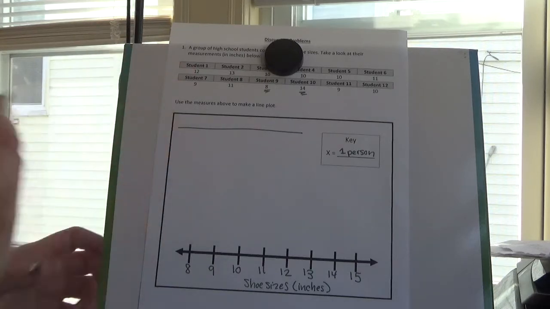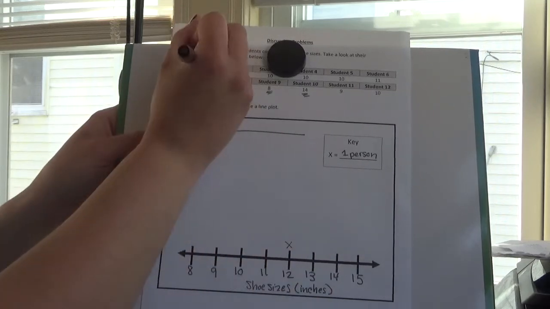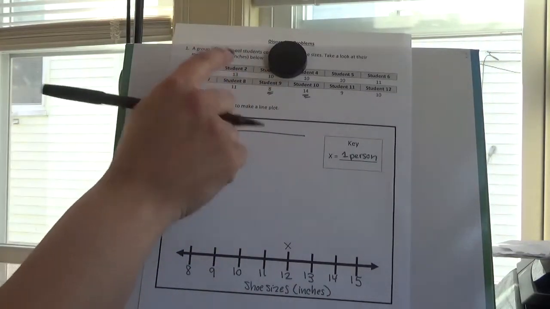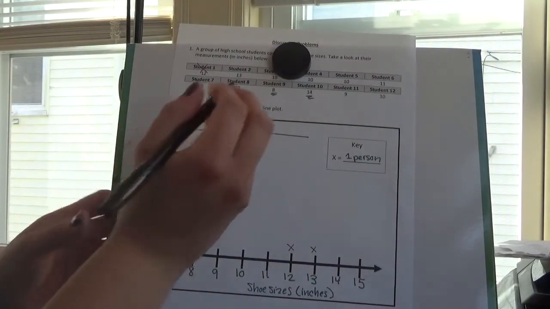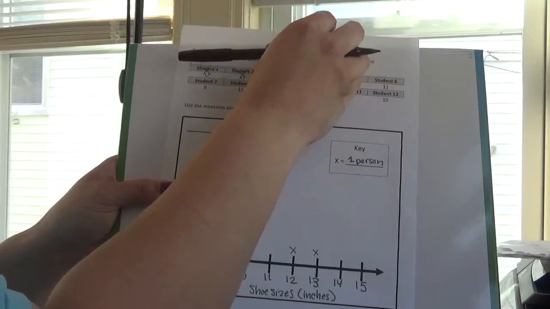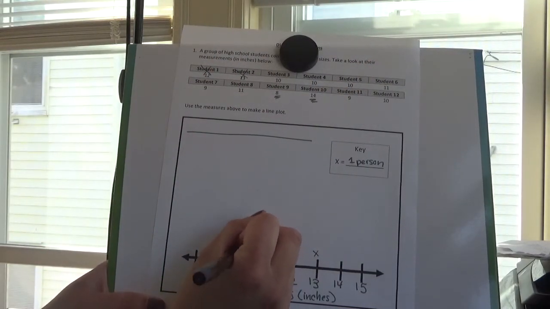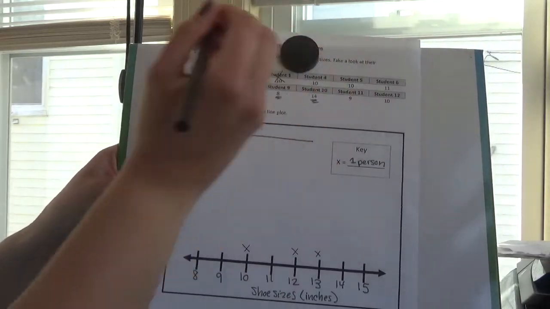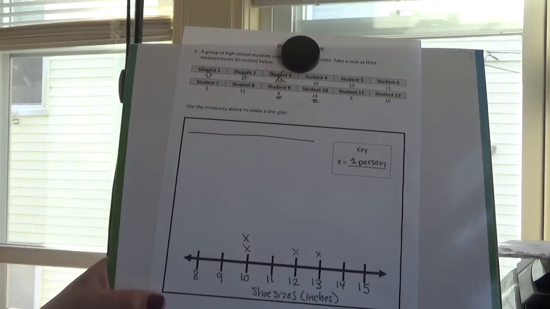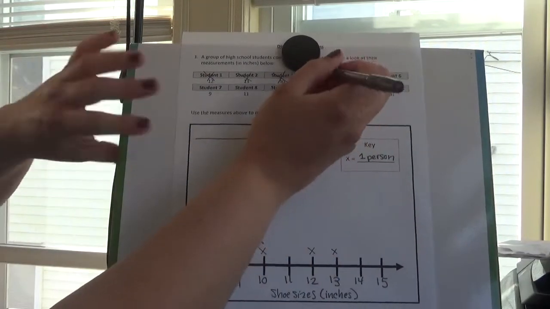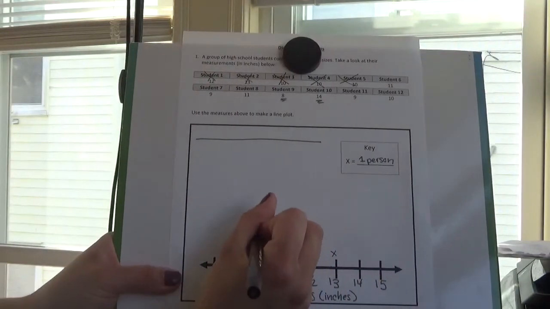So student number 1, his shoe size is a 12. So I'm going to go to 12 and write an X above 12. Student number 2 has a size 13 shoe. I'm going to go to 13 and draw an X right above 13. Student number 3 has a size 10. I'm going to go to number 10 and write an X right above 10. Student number 4 also has a size 10. So I'm going to draw another X right on top of it. Make sure it's right on top. Student number 5 also has a size 10. So I'm going to draw an X again right on top.